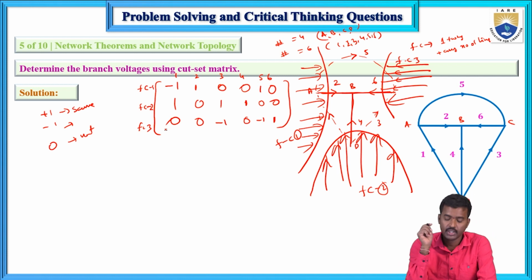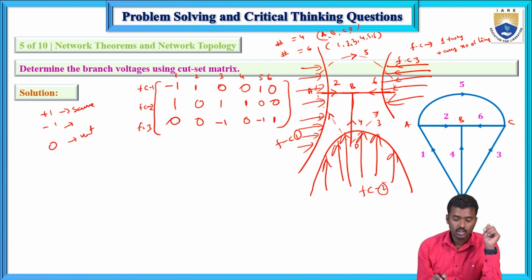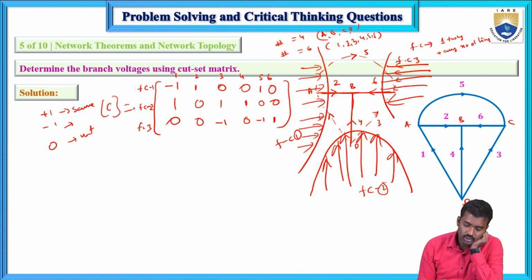1 is not associated, and 4th is not associated, and 6th is associated, that is twig, and 2 is not associated. Now this is the F-cut set matrix that is represented with a C. Now here, using the cut set matrix determine the branch voltages.